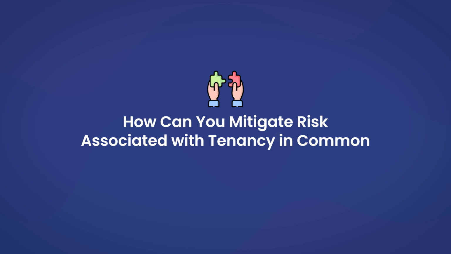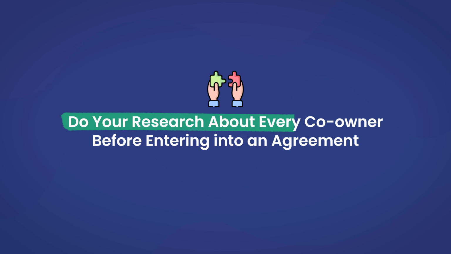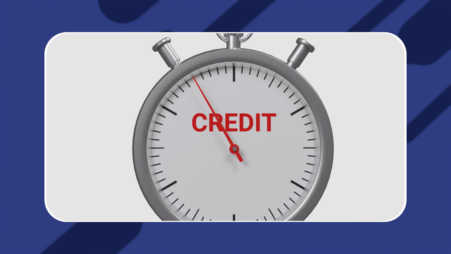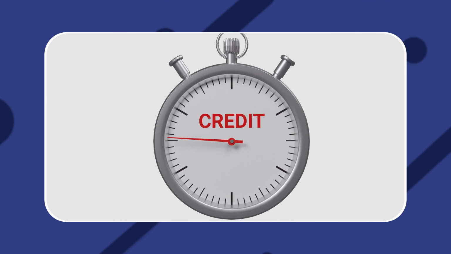If you prefer this way of owning property, the good news is that there are many ways to prevent the problems. First is do your research about every co-owner before entering an agreement. Joint tenancy can pose many risks as we've talked about, so it's important that you learn as much as you can about the people that you're entering into this agreement with. If you know that a joint tenant has a gambling problem or poor credit score, for example, you should definitely think twice about the agreement.